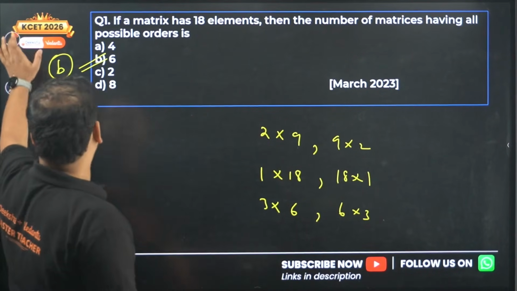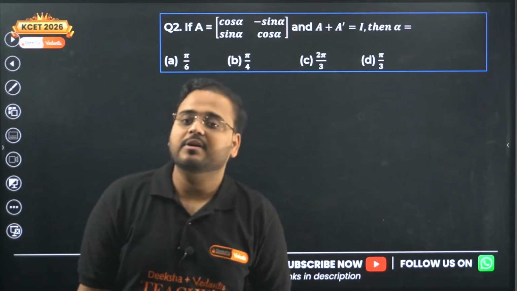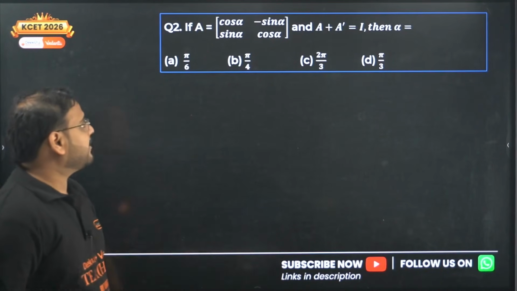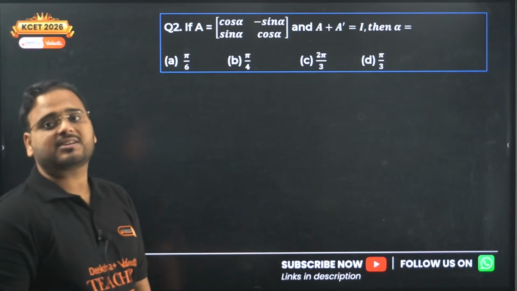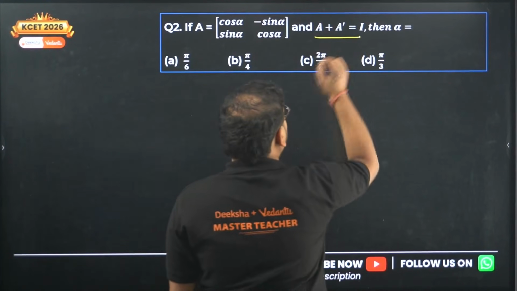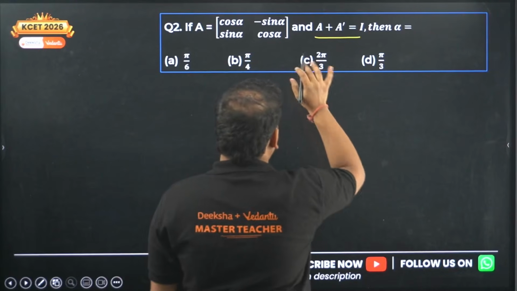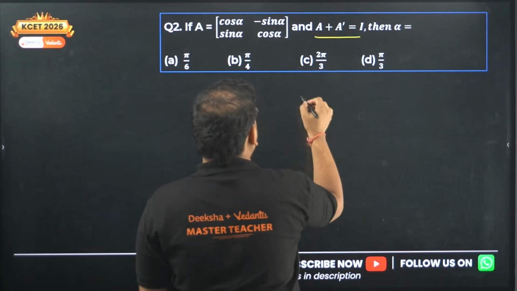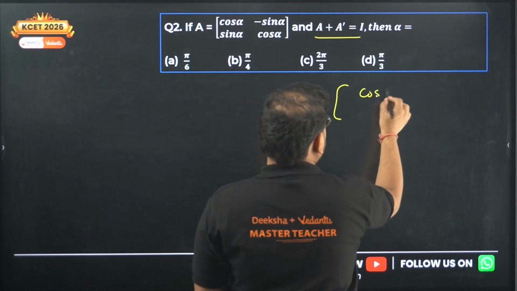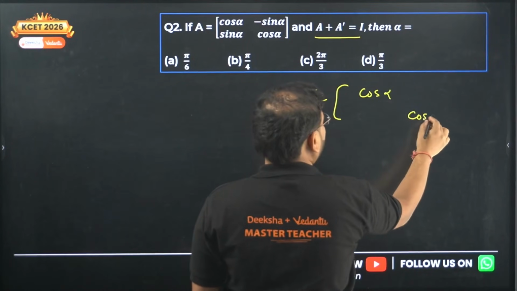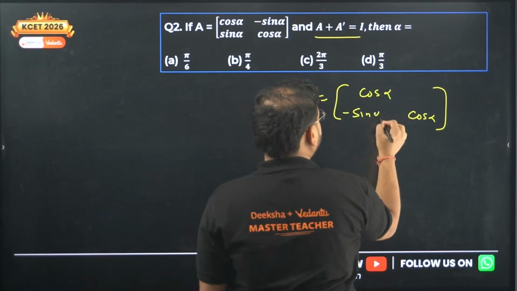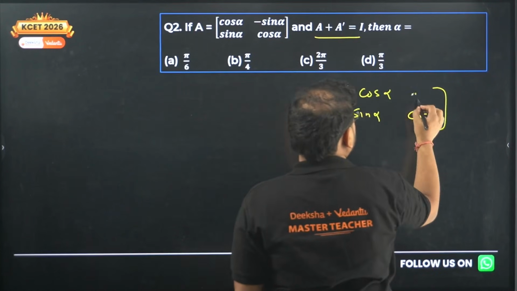Okay, next. If A equals cos alpha, minus sin alpha, cos alpha is there, we're looking for A plus A dash to be I. Then what is the value of alpha? This is the property, we all know this very well. Let's solve it in this case. This is your A, right? Let's write A transpose. This will remain as it is, cos alpha. This will also be as it is, cos alpha. This will come over here, so minus sin alpha. This will go over there, so plus sin alpha.